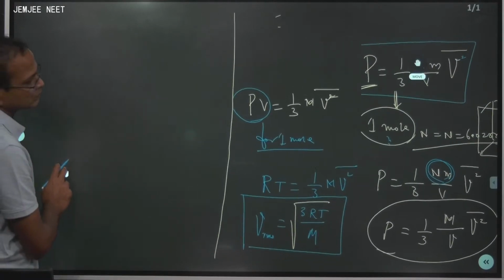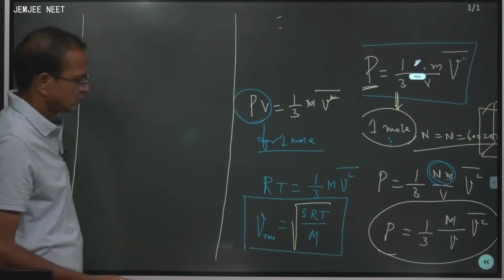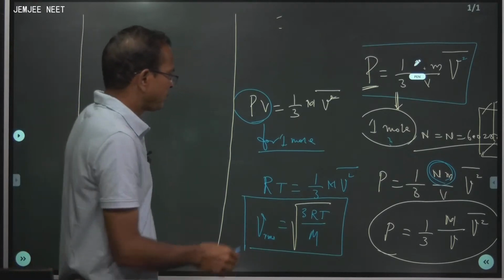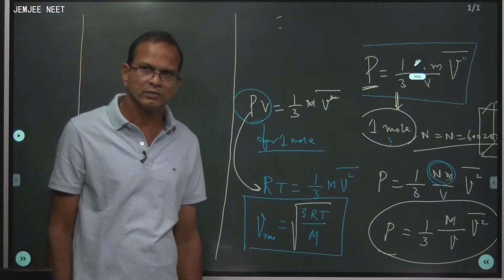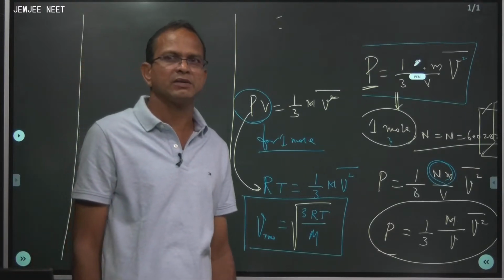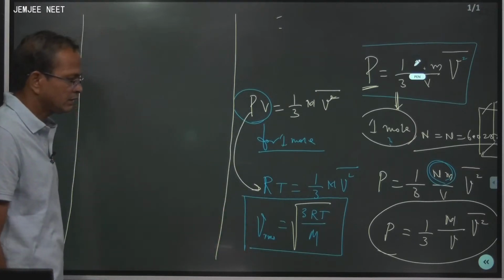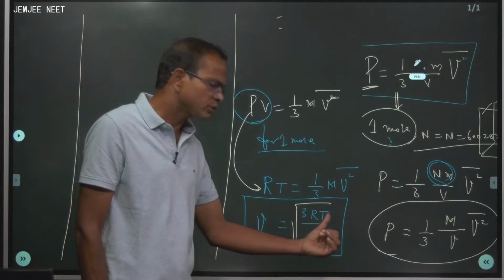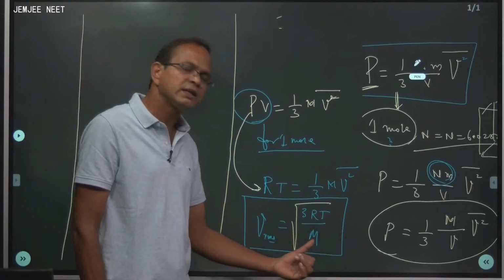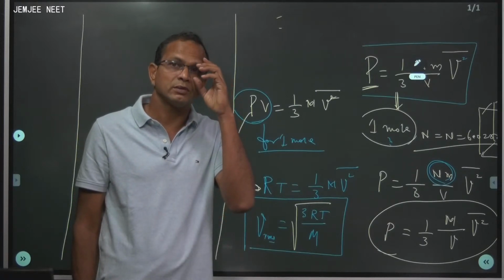No, PV is equal to RT for 1 mole. Yes, you are right. The gas equation is PV is equal to mu RT, where mu is equal to 1. So this clearly shows that the RMS speed of the gas is directly proportional to the square root of temperature and inversely proportional to molecular mass.